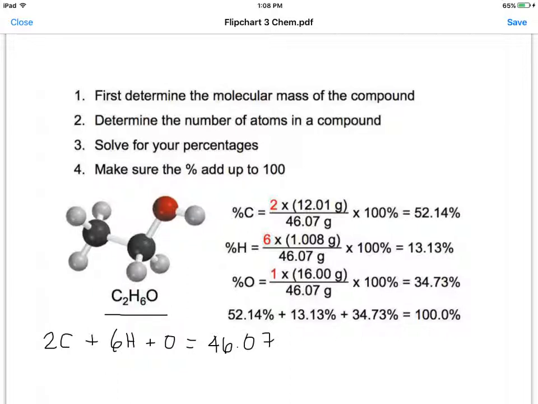So the first step is that you want to find the mass of the molecule. And then to find the percent of each element, you would look at how many there are. In carbon, there are 2 carbons. We'd multiply that by the mass, again from the periodic table. The mass of carbon is 12.01, divided by the total mass of the compound, which is 46.07, times 100. We would do the same thing for hydrogen and oxygen, and then to check our answers, our percents should add up to 100.